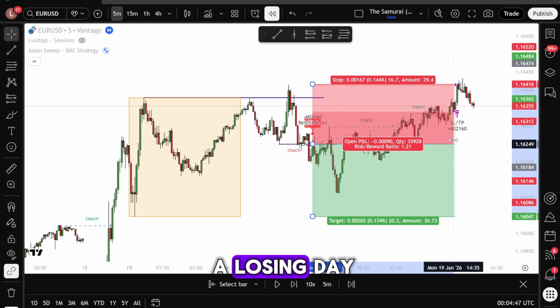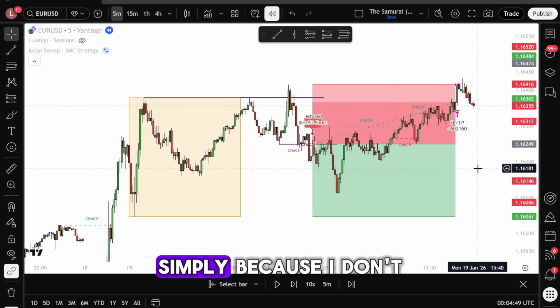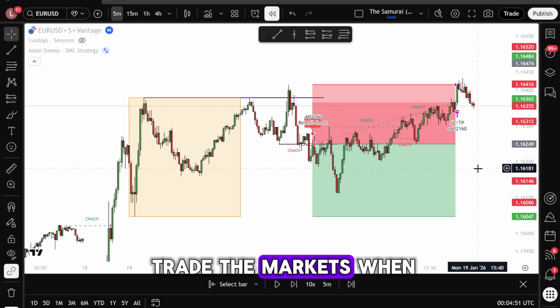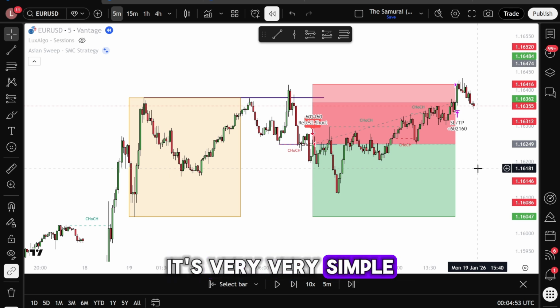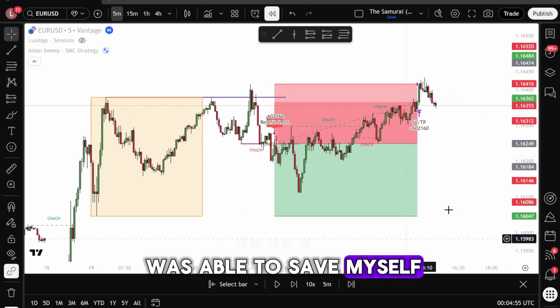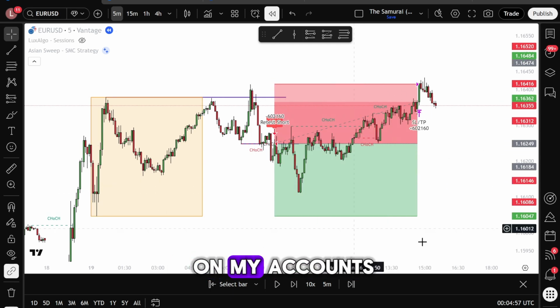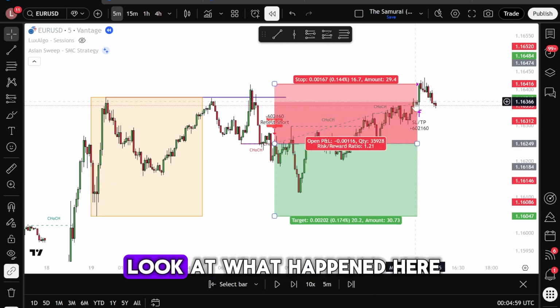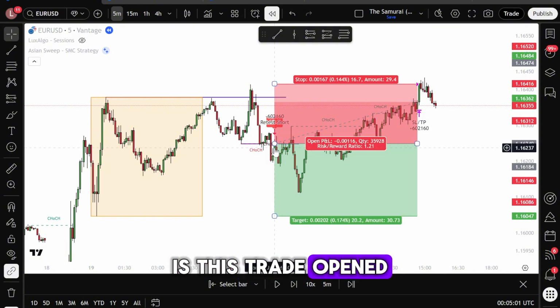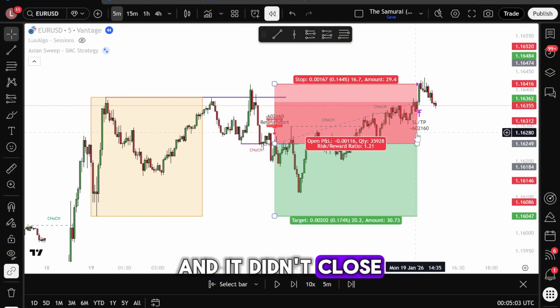So this would have been a losing day, and I avoided this loss simply because I don't trade the markets when it is a bank holiday. It's very, very simple, and that's how I was able to save myself having a negative R on my accounts. But essentially, if you look at what happened here, this trade opened at 8:15 a.m. and it didn't close until around 2:40 p.m.